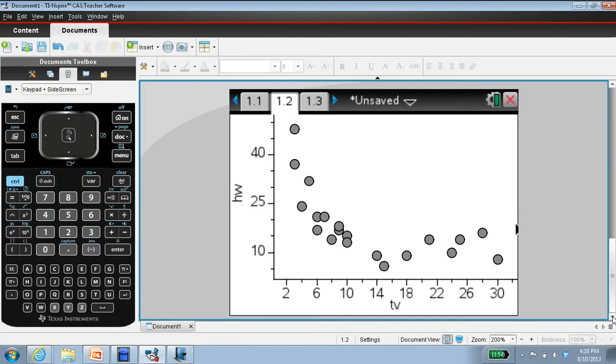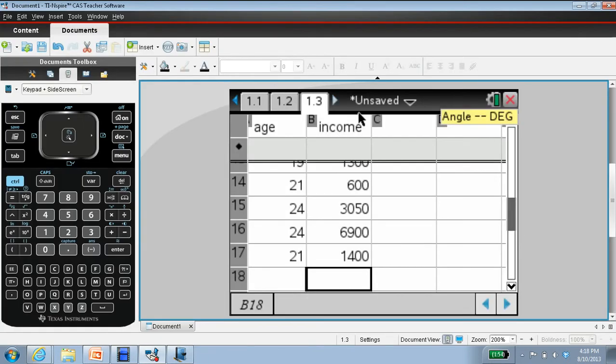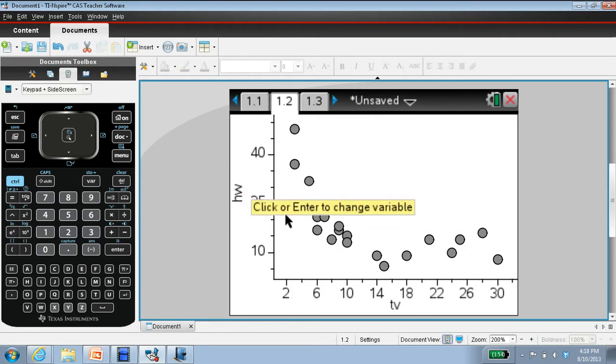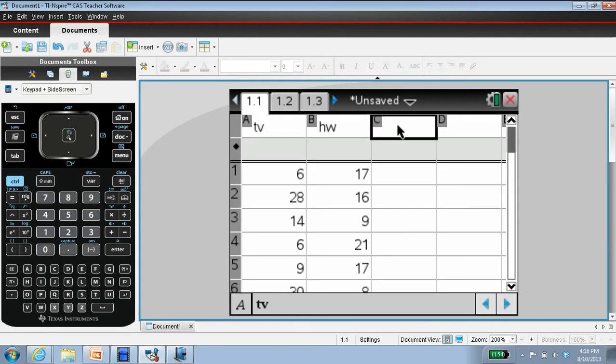Now we don't want to compare homework and TV. We want to leave homework as it is, and we want to change this axis to 1 on TV. So we go back to our lists and spreadsheet. I'm going to create a new column here, and I might call this 1 on TV. Again, you can call it whatever you like, you might call it Recip TV, as long as it's got letters and there are no spaces. I can't call it 1 on TV with spaces, so I'm just going to call it onontv.